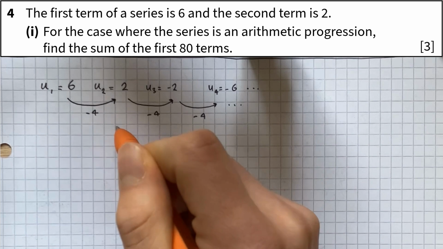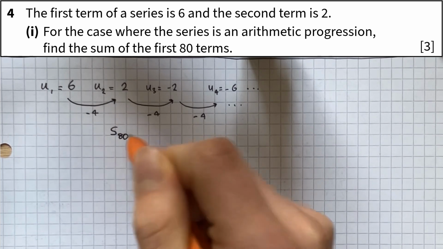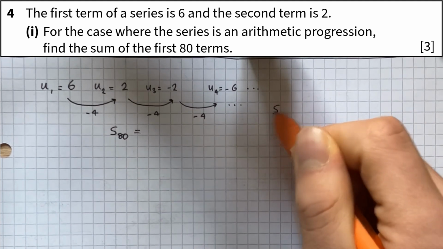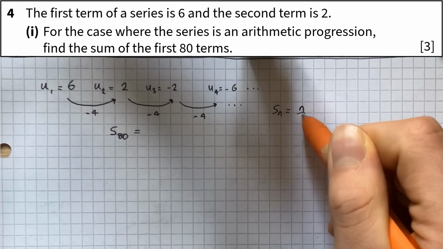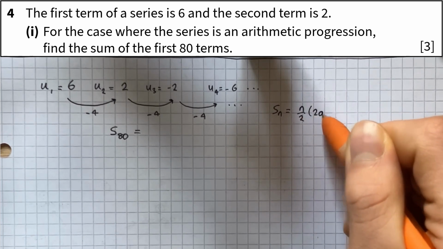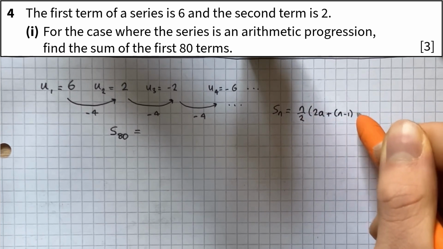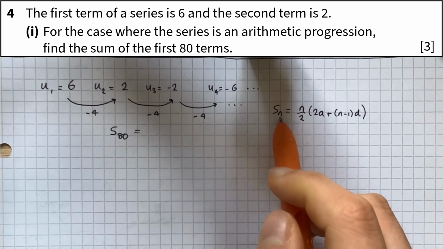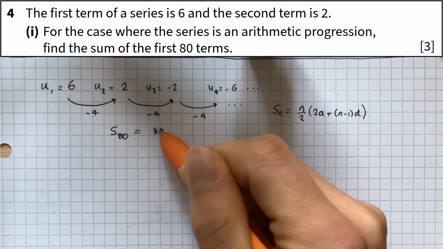If we know we're minusing 4 each time, then this tells us in the formula S_n what the value for d is. So I'll just remind you of that formula: n over 2, (2a + (n - 1)d). n is the number of terms we want. We want 80 according to the question.